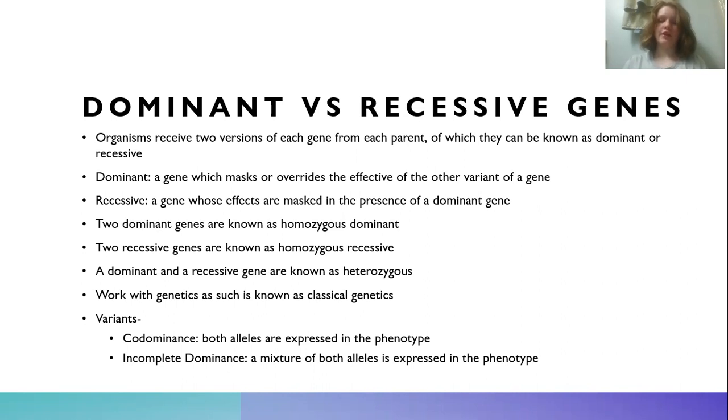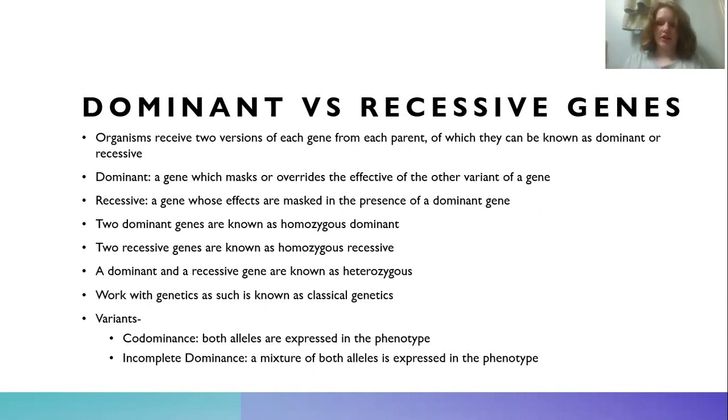There are also variants of this, because it's not completely exact. You don't just have two options. There's the event that codominance is exhibited and the event that incomplete dominance is exhibited. Codominance is when both alleles are expressed in the phenotype. Let's take a flower, for example. If you were to have a red flower and a white flower reproduce, in the offspring you would have flowers that have red petals and white petals. It would be mismatched, essentially.